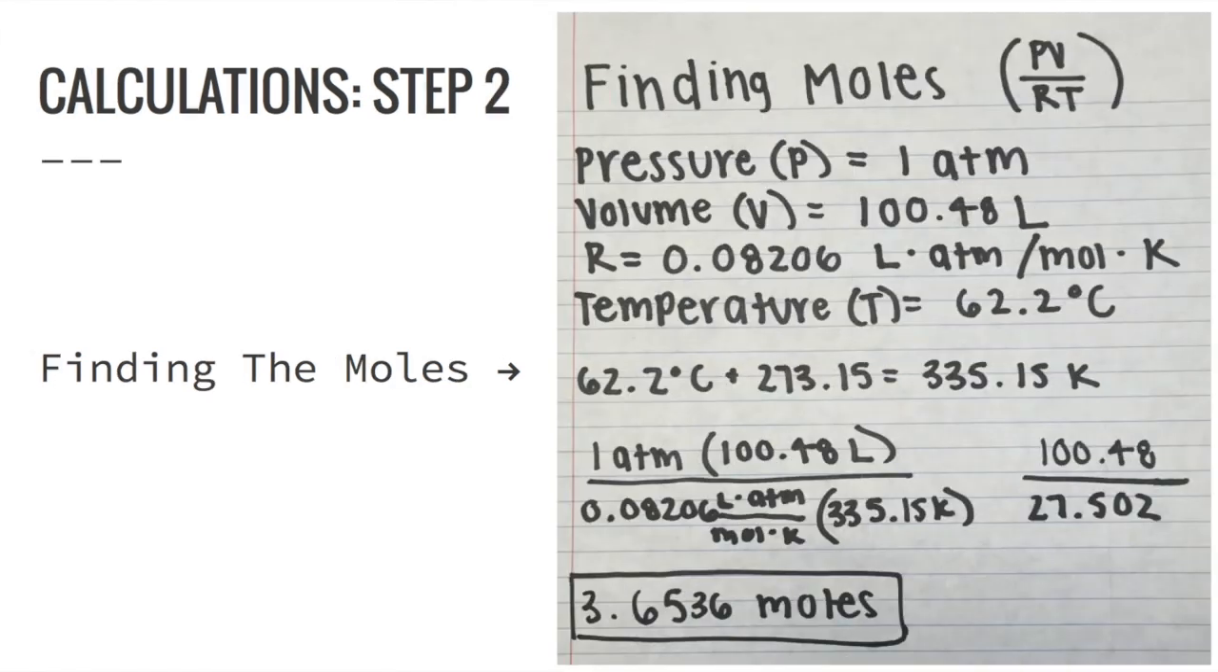In order to find moles, you have to do PV over RT, which means pressure times volume over R times temperature. And in this case, the pressure was 1 atm, the volume was 100.48 liters, R was 0.08206 liters times atm over moles times Kelvin, and the temperature was 62.2 degrees Celsius. So to convert that into Kelvin, you do 62.2 plus 273.15, and that equals 335.15 degrees Kelvin. So we did 1 atm times 100.48 liters over 0.08206 times 335.15 Kelvin, and we got 3.6536 moles.